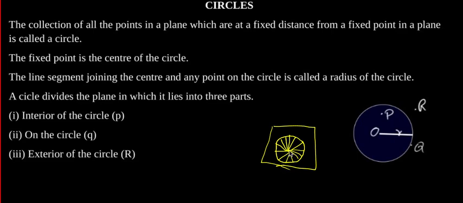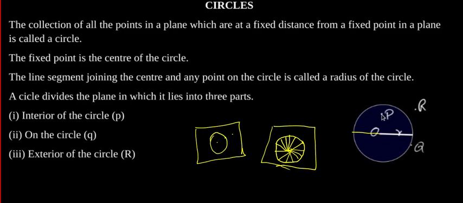The fixed point is the center of the circle, and this fixed distance, this equal distance, is called the radius of the circle. If we take two radii together, it becomes the diameter of the circle. If we take a plane and draw a circle, the circle divides this plane into three parts: the interior of the circle, the points on the circle, and the exterior of the circle.